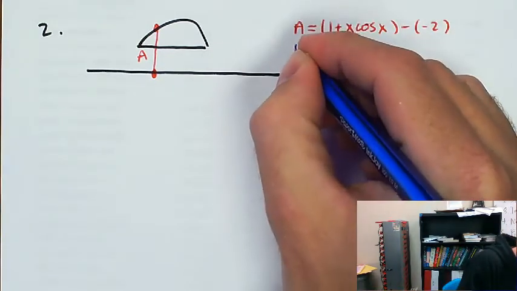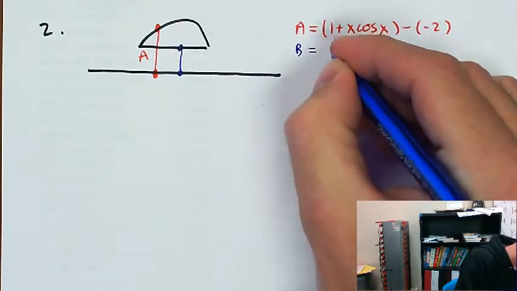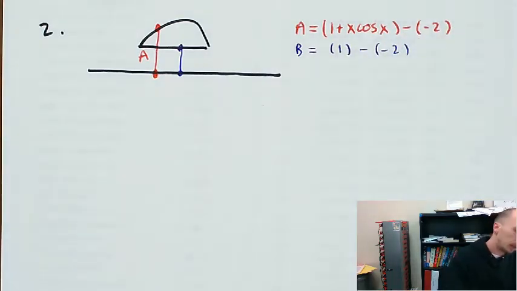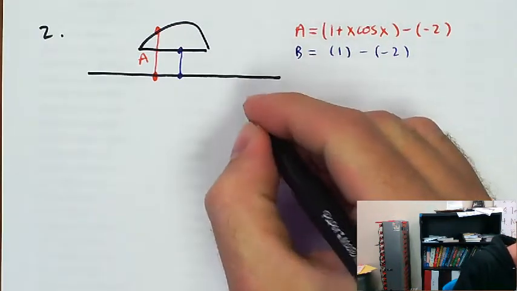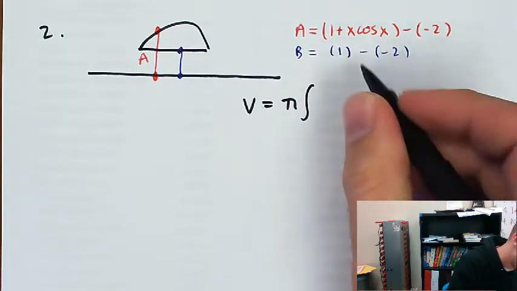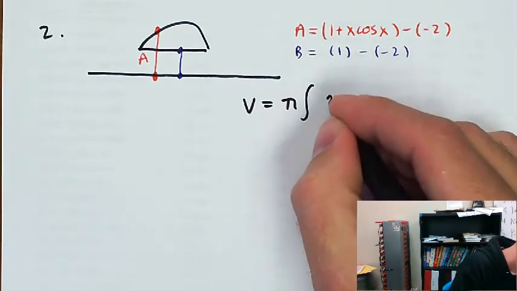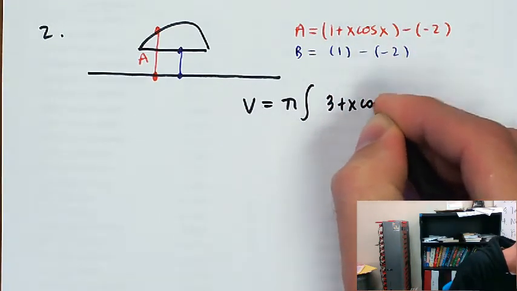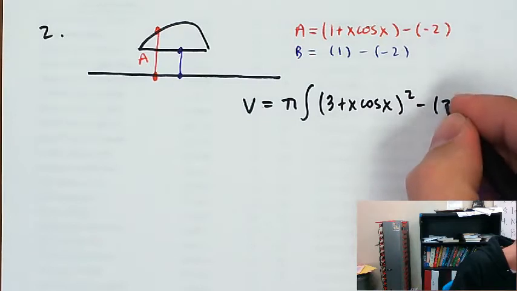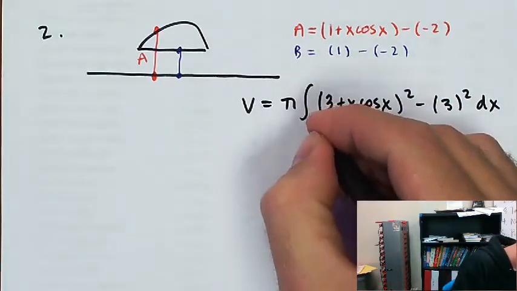Then the small radius is going to be top is y equals 1, bottom is y equals negative 2. And then we're going to fill in the formula. The volume is the integral of pi times large radius squared minus small radius squared. That's 1 minus negative 2, which is 3. Minus the small radius squared, which is 3 squared. And still as x runs from 0 to pi over 2.